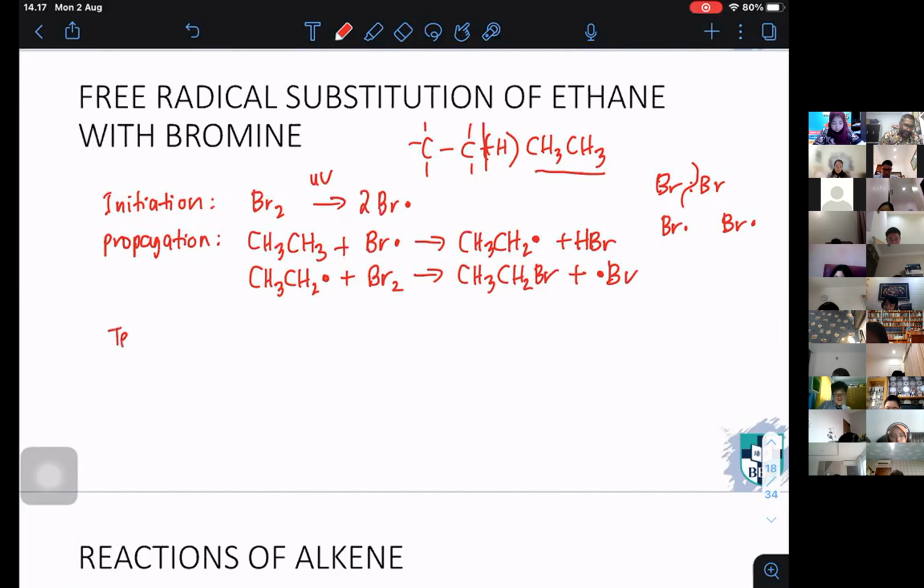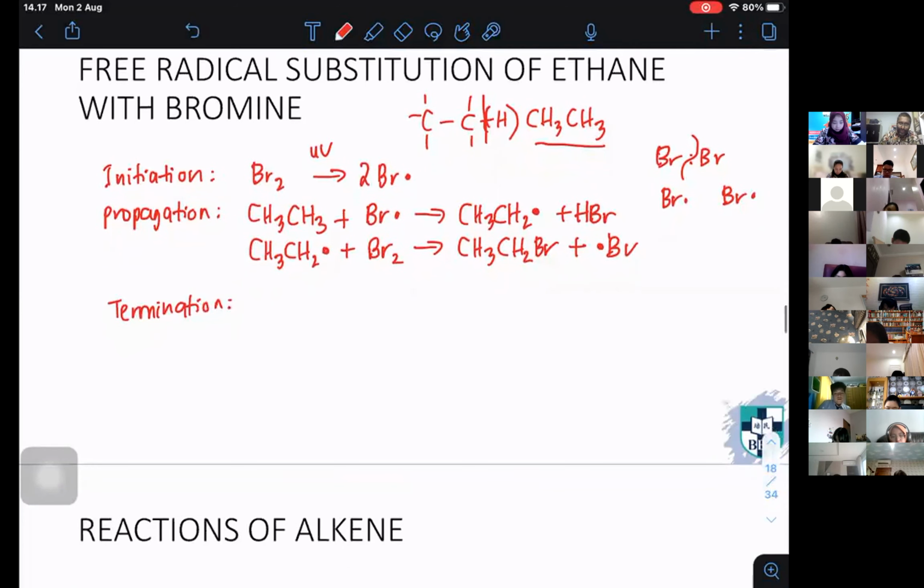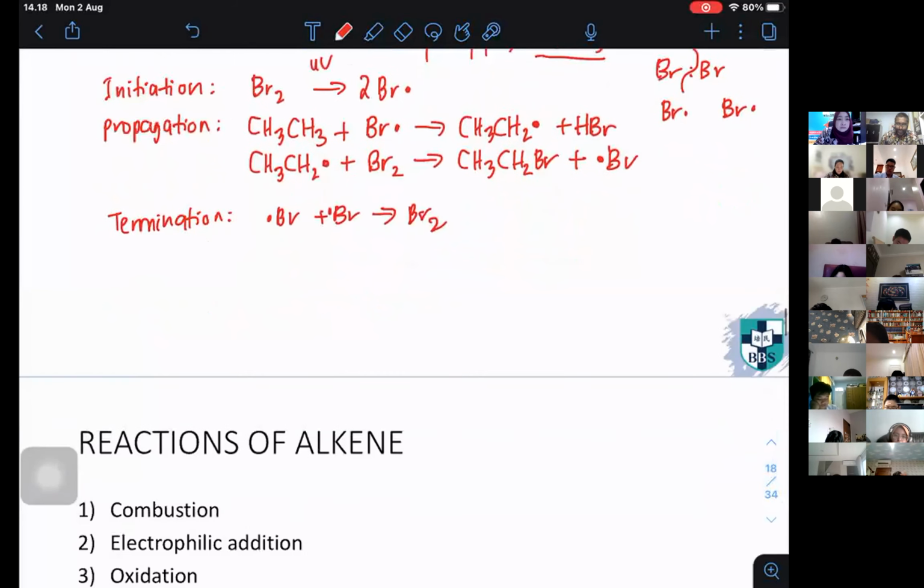But the last step is going to be known as the termination step. The termination is where you have free radical with free radical, and they will join to give you a neutral molecule to stop the reaction. So these are the steps involved for free radical substitution.